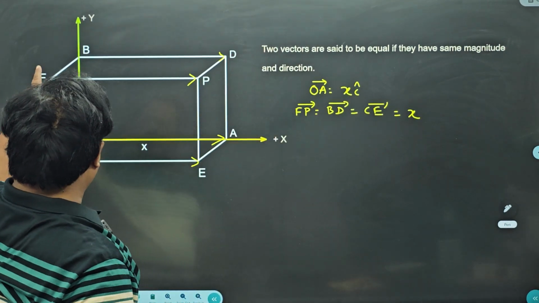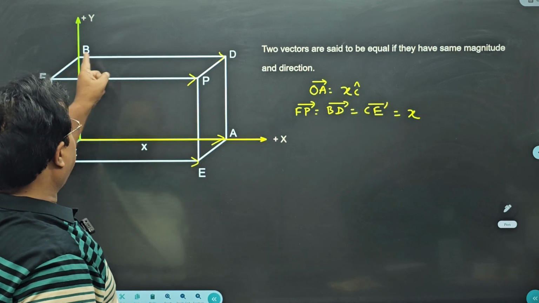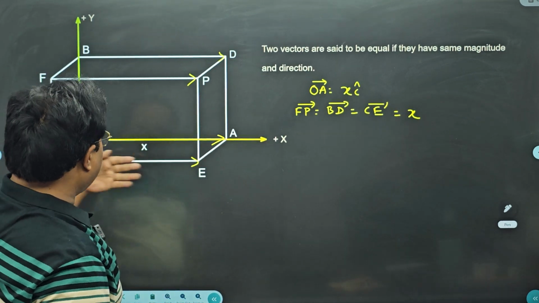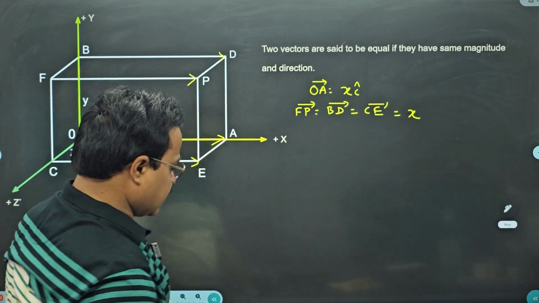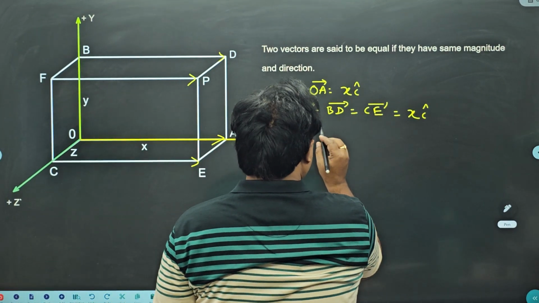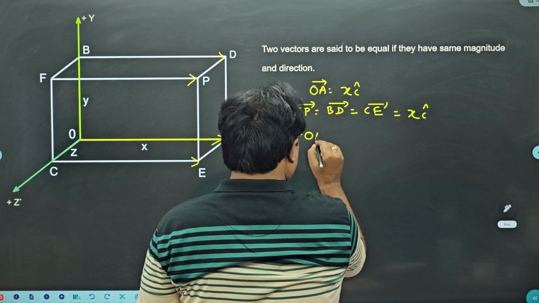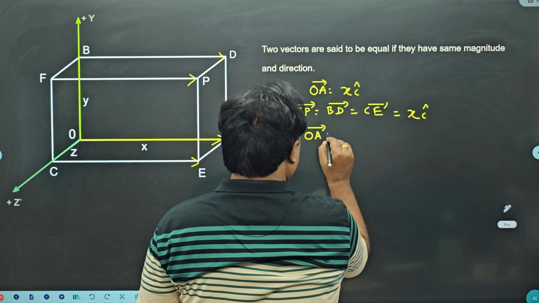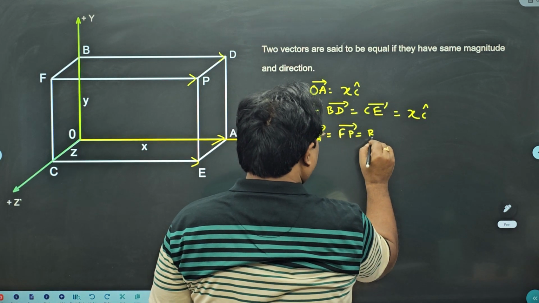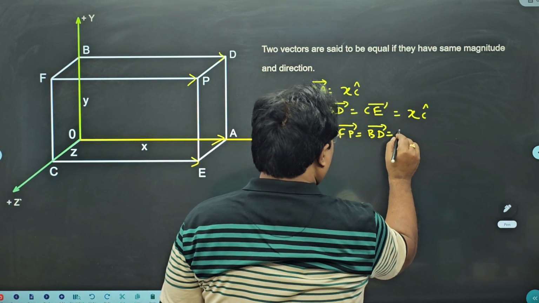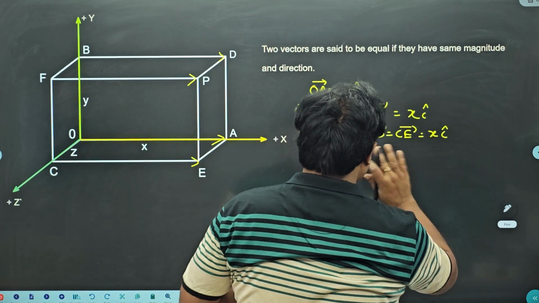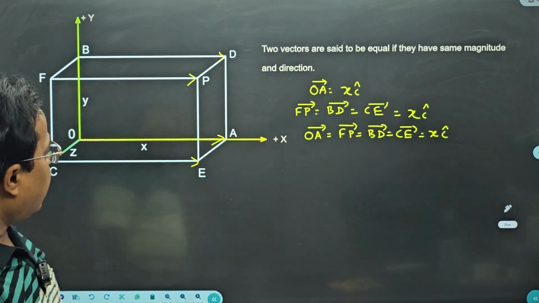The magnitude of all these vectors, FP vectors, BD vectors and CE vectors is x, and they are directed along positive direction of x-axis, and the unit vector along positive direction of x-axis is I cap. Therefore, all these vectors have same magnitude and direction. All these vectors are equal vectors because they have same magnitude and same direction.